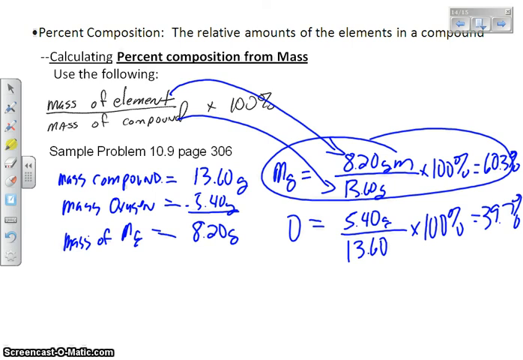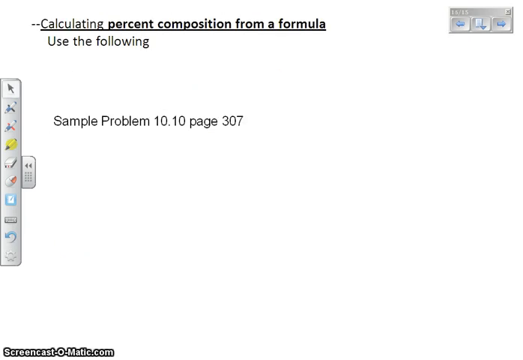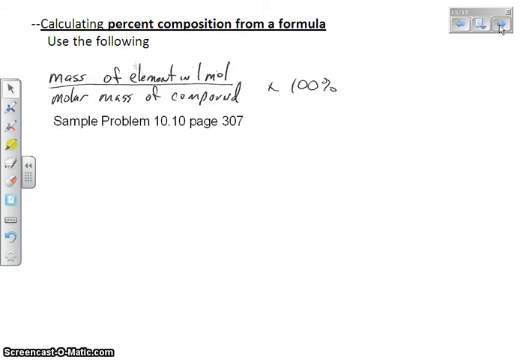So now we're going to talk about calculating the percent composition from a formula. So if I give you a formula like H2O2 and ask you to calculate the percent composition, what we're going to do is use the following conversion formula. The mass of the element in 1 mole divided by the molar mass of the compound multiplied by 100%. So let's take a look at 10.10 on page 307. Propane, C3H8, the fuel commonly used in gas grills, is one of the compounds obtained from petroleum. Calculate the percent composition of propane.